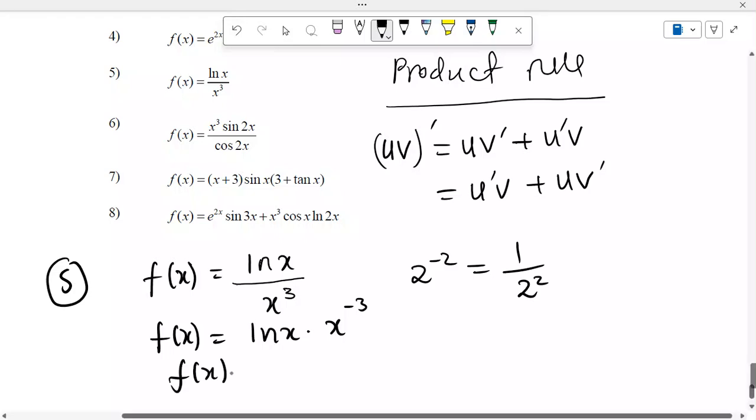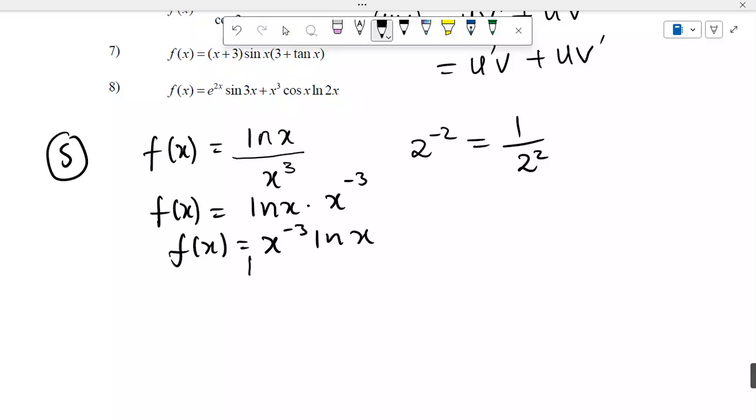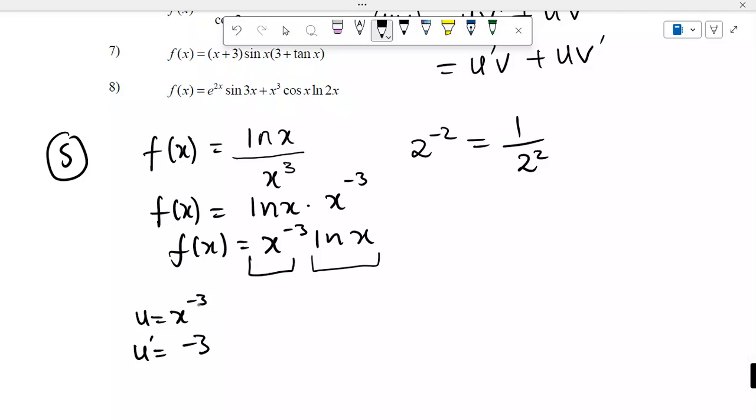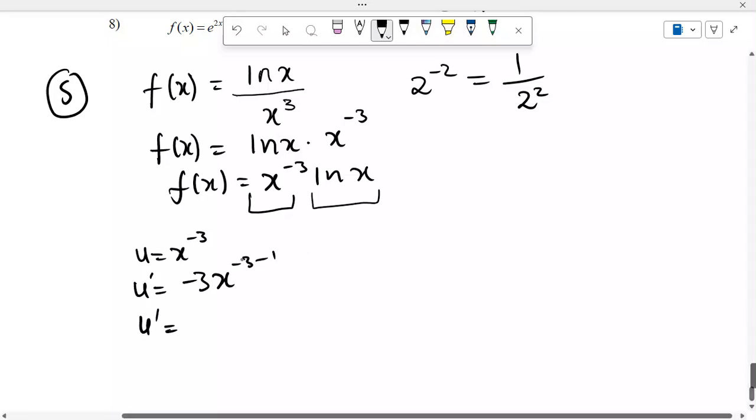So you have f of x equals ln x times x to the power negative 3. This can be your u and this can be your v. Let's say u equals x to the power negative 3, meaning u prime: you drop down the negative, so you have negative 3. Then for the power, you subtract 1, so negative 3 minus 1. This time the power is increasing, so be careful: negative 3 minus 1 is negative 4.